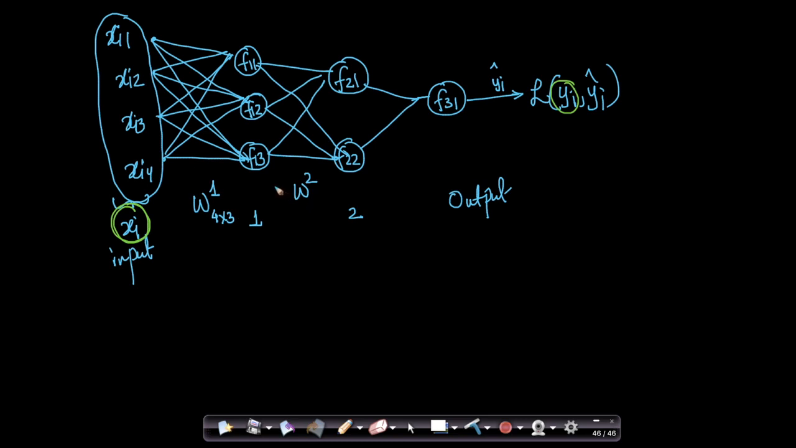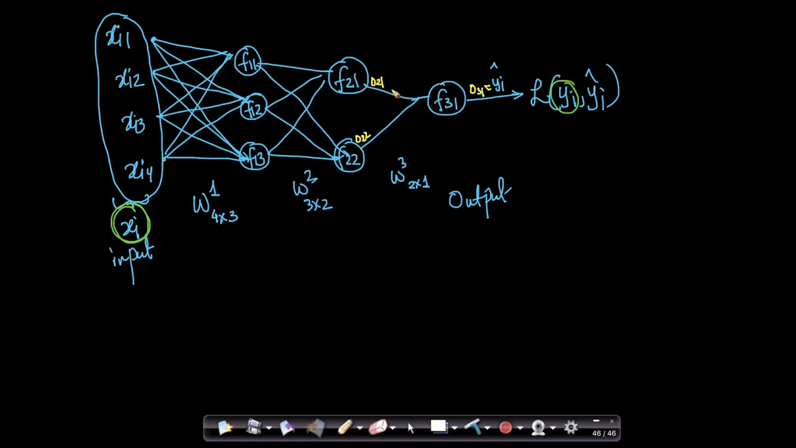Okay, so let me just erase these numbers here so that it's easier and less cumbersome. All right, so this is W2 and this is 3 cross 2, and here you have weights 3 that are 2 cross 1. This output here is called O31. O31 is same as yi hat. This output here is O21. This output here is O22. This is the output that you get from here.